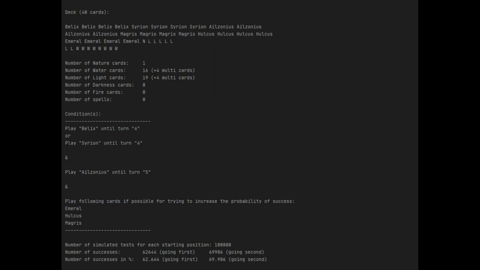That's the main thing, or the most interesting thing, which came to me after Mr. Delacerna sent me those odds and those probabilities. But again, Emerald, Holcus and Magris are not the only cards you can play to increase your odds, or the only drawing cards. You can also play something like Angel Stream.